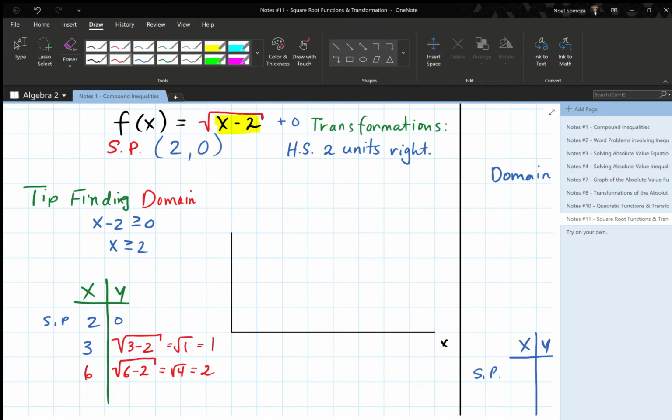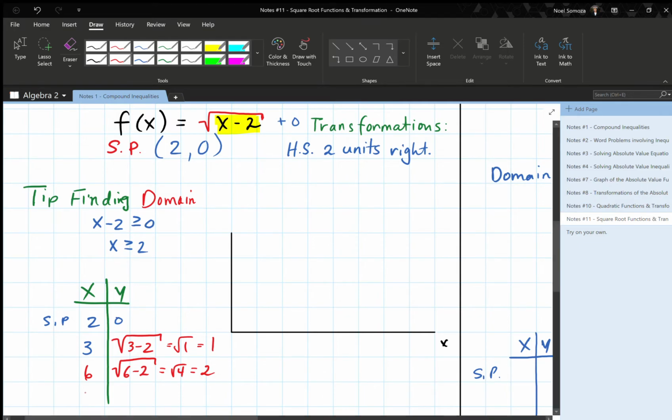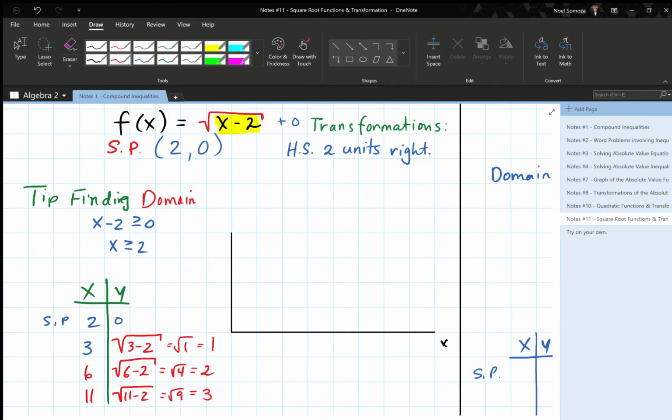Okay, let's find one more. What would be another good value to pick? 11. Yeah, if you pick 11, 11 minus 2, that becomes square root of 9. And we know square root of 9, right? We know that it's 3. Okay, so with square roots, you want to be a little bit more selective about what you select for your domain or your inputs because it just makes it an easier process.